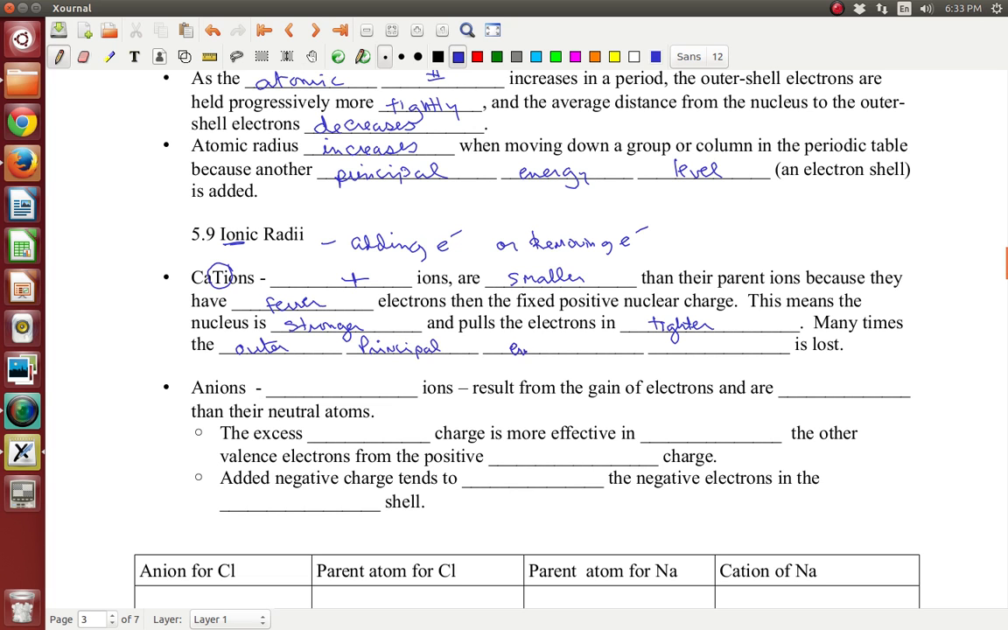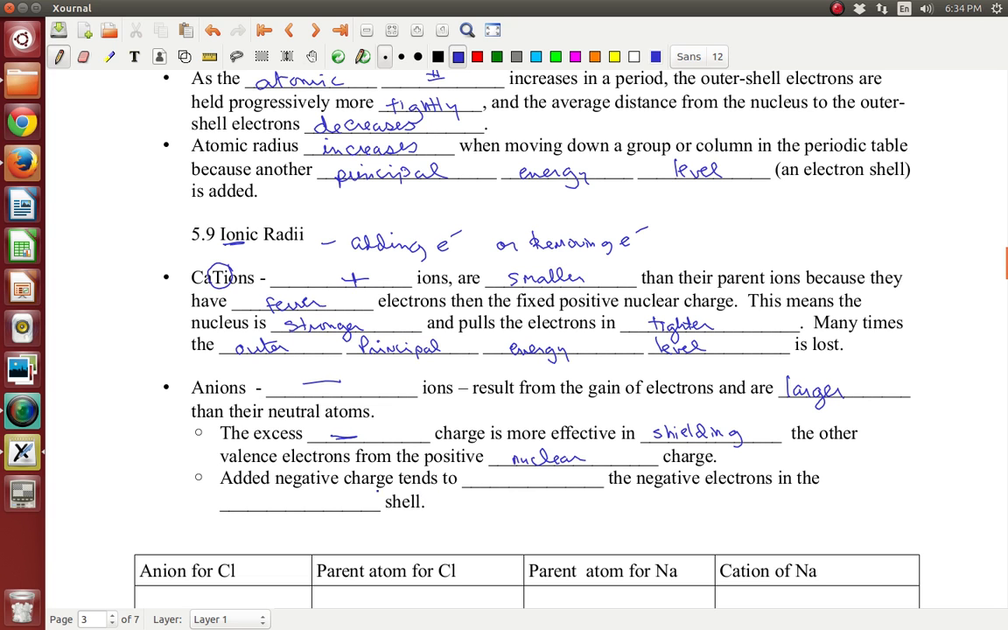The outer principal energy level. Anions are negative and they result from the gain of electrons and are larger than their neutral atoms. An excess of negative charge is more effective in shielding outer valence electrons from the positive nuclear charge.